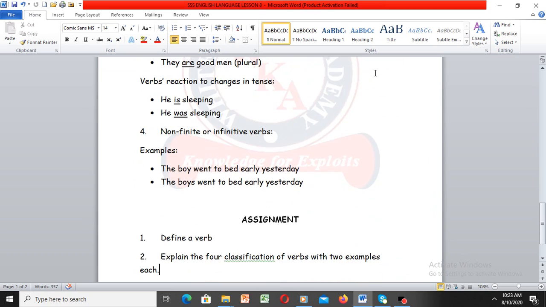Please try to attempt this assignment. Number 1, define a verb at your SS class level, not just the initial definition you have been having. Based on this lesson online, define a verb. Number 2, explain the 4 classifications of verbs with 2 examples each.